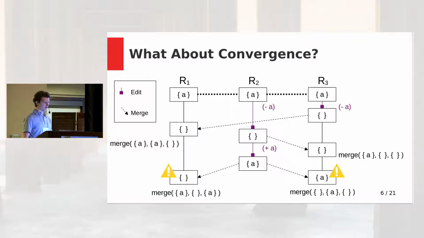So now we have two states that descend from all the changes in the graph, and yet have come to different conclusions about what the final state is. So this isn't what we want. What could we do to get convergence then?